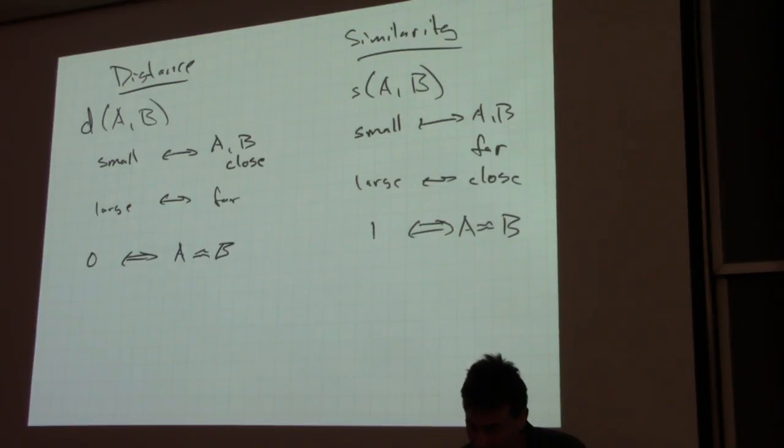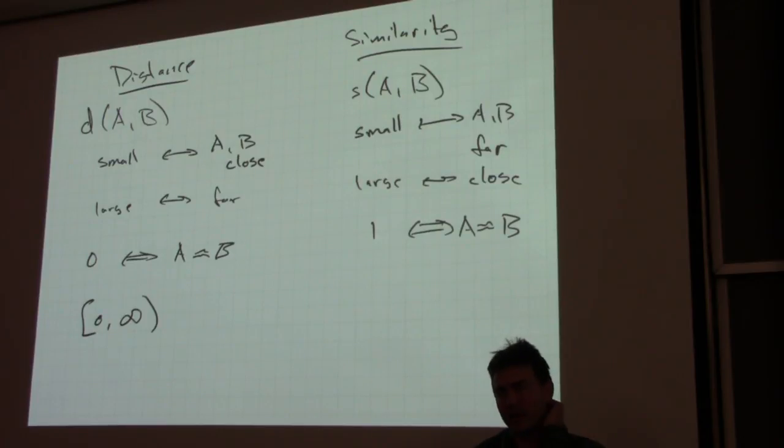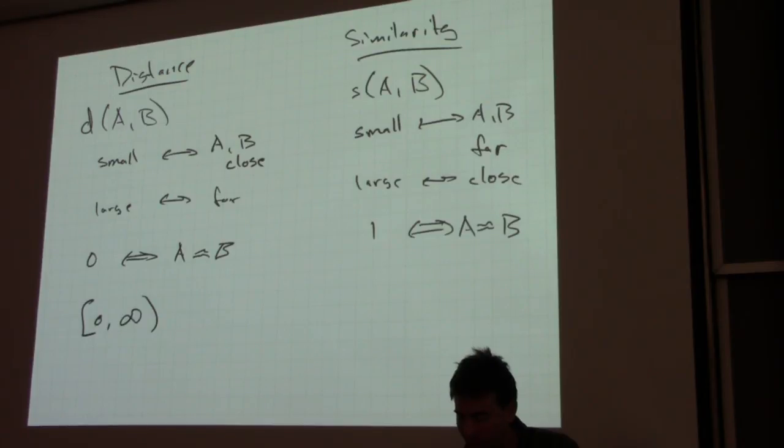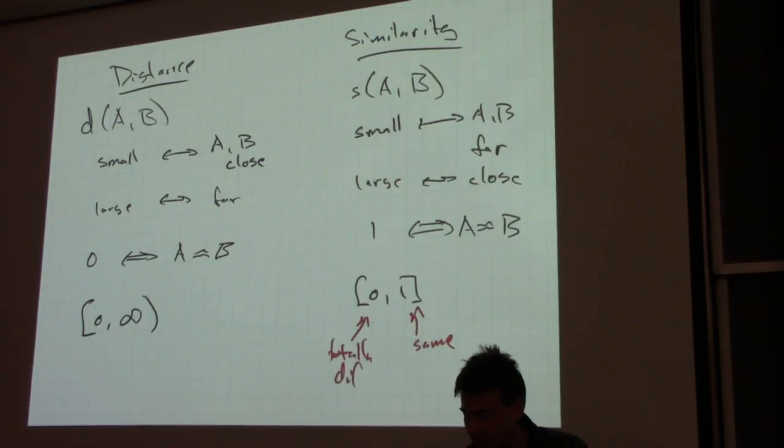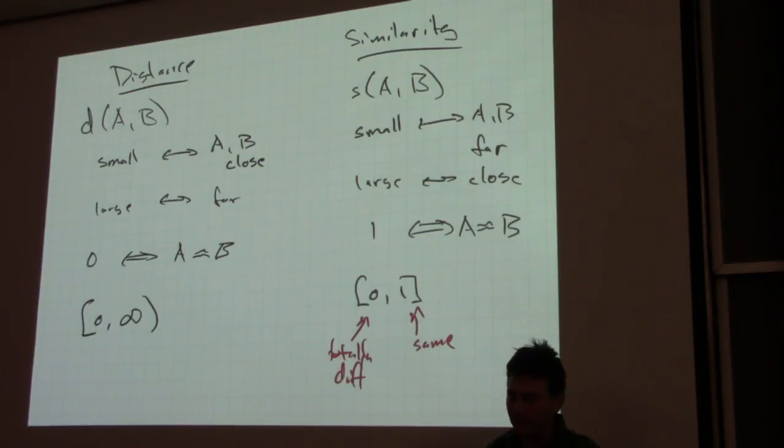The distance is often between 0 and infinity. This is a fairly common setting, but sometimes it's, say, between 0 and 1. The similarity is often between 0 and 1, where 1 is the case where they're the same and 0 is where they're totally different. Whereas for distance, infinity is where they are totally different and 0 is the same.